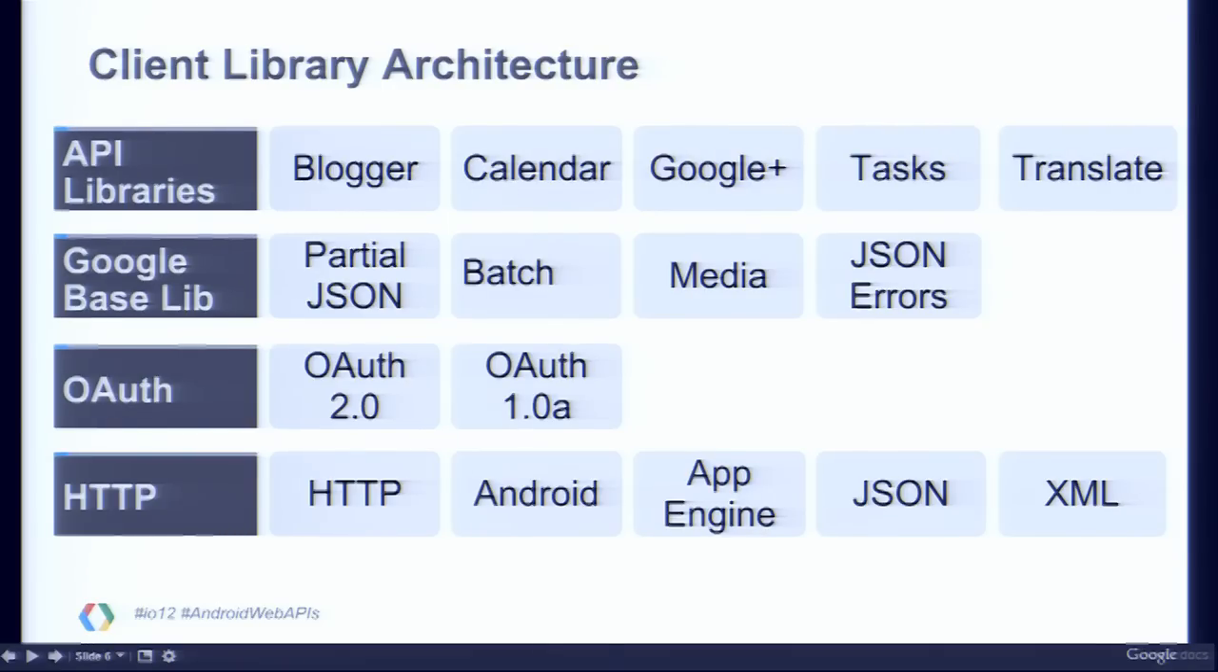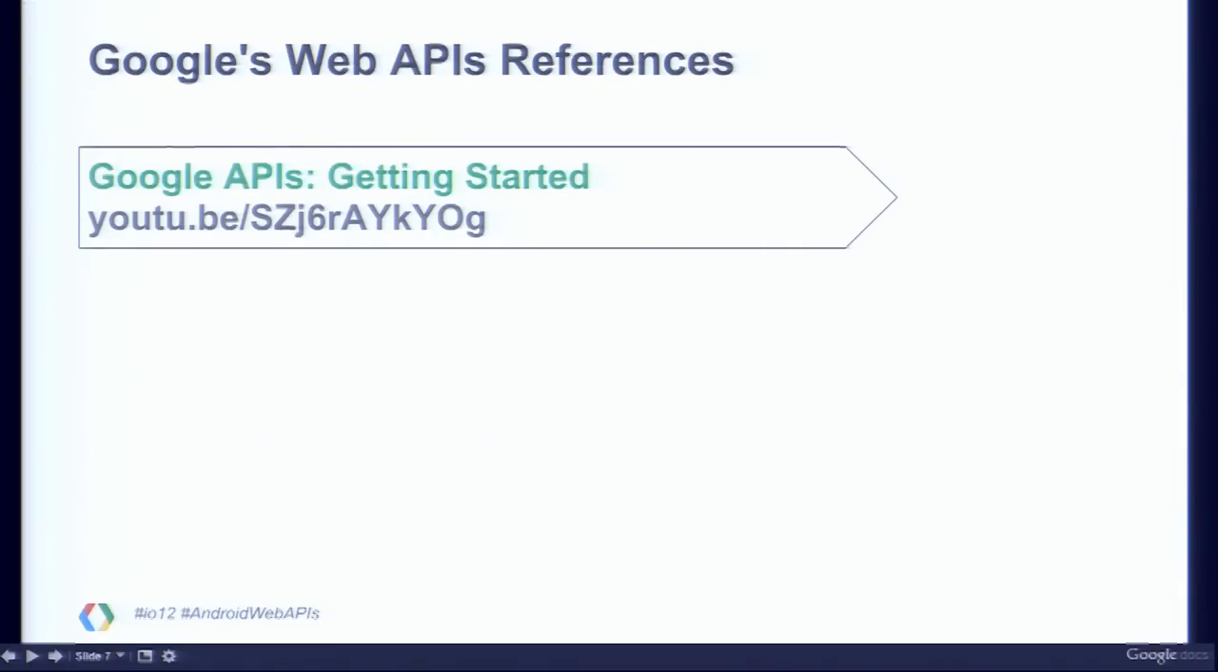We have an automated infrastructure. Every time a new API gets released, say the YouTube API got announced this morning, we simply run the generator, and we post new libraries. And I'll show you exactly where to get them. So there's some references for you.